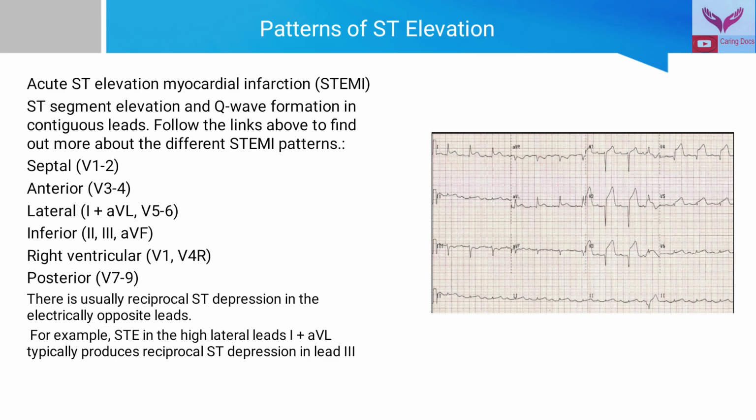Posterior ST elevation is seen in V7 to V9, and there is usually reciprocal ST depression in the electrically opposite leads. For example, ST elevation in the high lateral leads, that is lead 1, AVL, typically produces the reciprocal ST depression in lead 3.